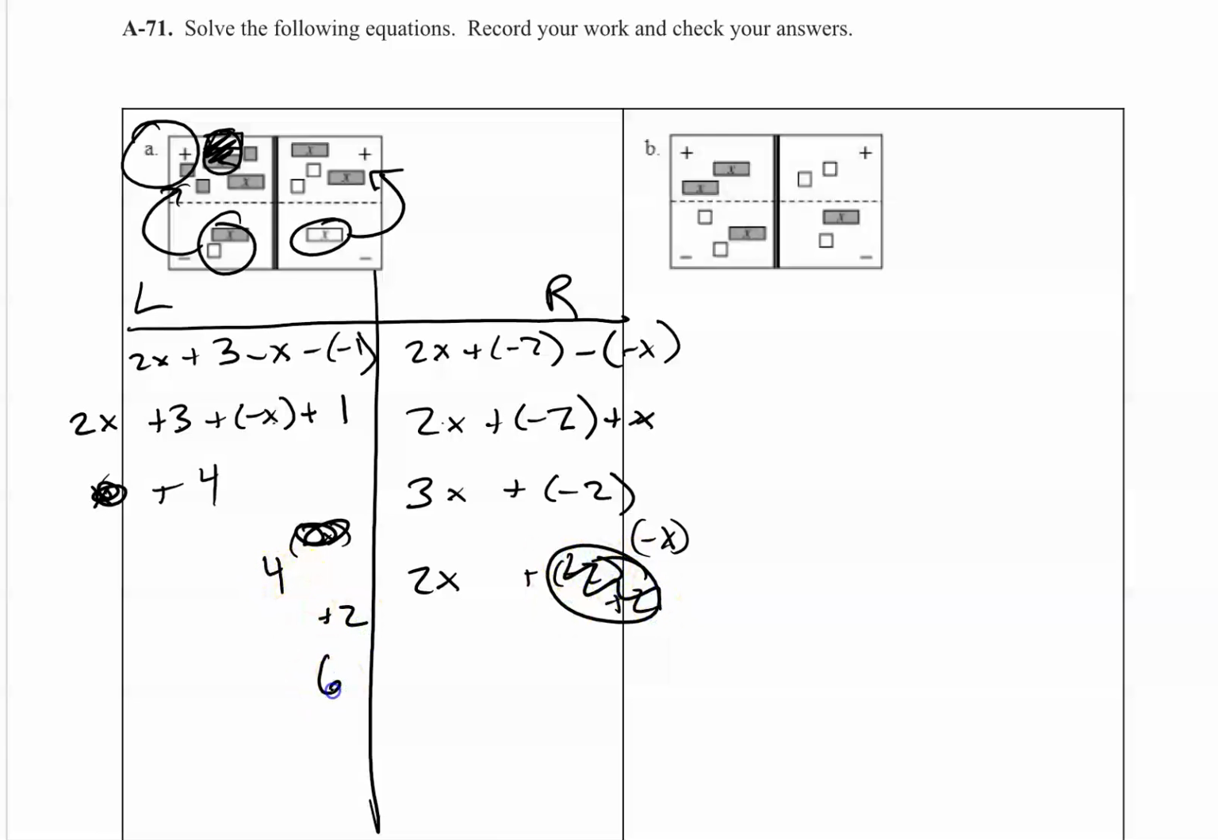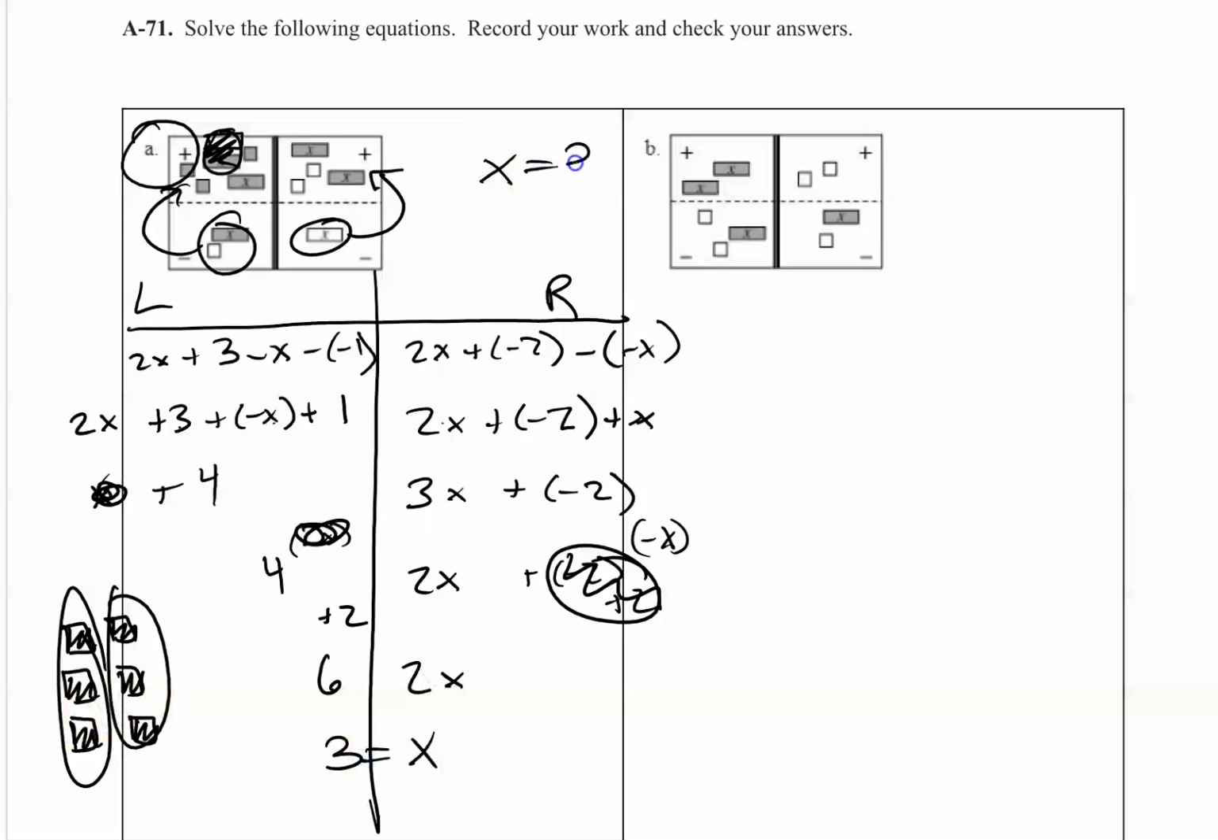And now we have 6 tiles. So we need to take these 6 tiles and turn it into 2 groups. How many tiles are in each group? 3, right? So if you take 6 tiles and you make it into 2 groups, there's going to be 3 on each side. So x equals 3.